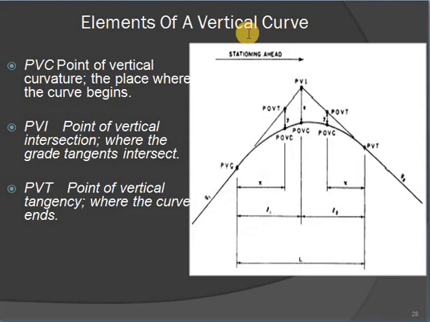And the elements of a vertical curve. PVC, point of vertical curvature, is the place where the curve begins. You can see this is the PVC. PVI, point of vertical intersection, is where the grade tangents intersect. So the first line and second line, these tangents are intersecting here. And PVT, point of vertical tangency, is where the curve ends. So this is the starting and this is the ending.